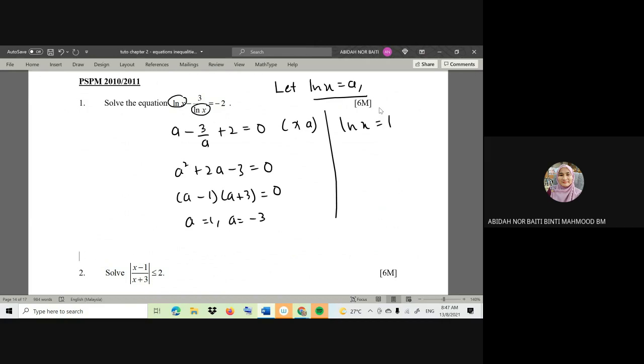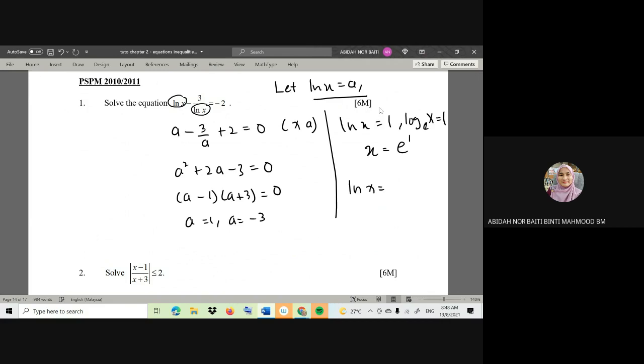Then to find X, you have to change to index form. Okay, nak dapatkan X ni tukar pada index form lah. So index form dia adalah, ataupun kalau tak nampak ni, log X base E lah. Sama lah tu. Equal to 1. So change to index form. So X equal to E power of 1. Okay, satu lagi pun samalah.